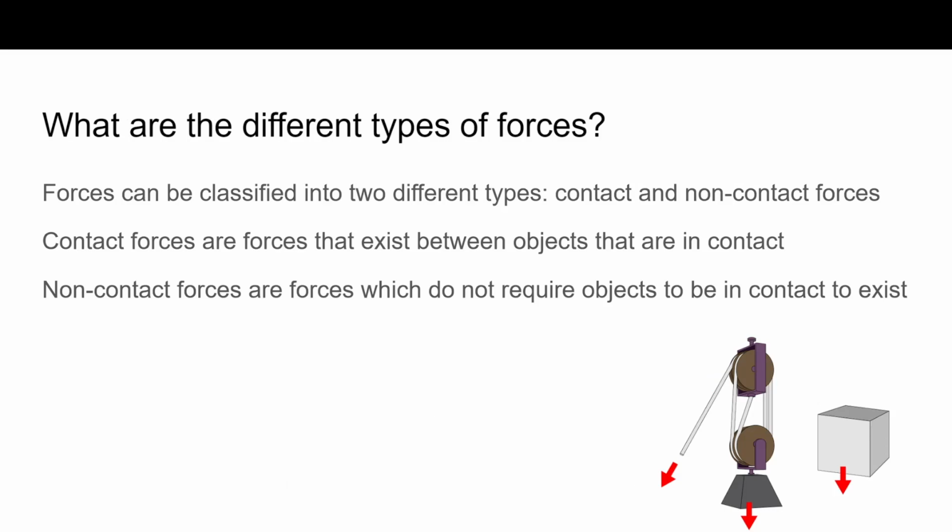Then what are the different types of forces? Well, there are countless different types of forces, which you can see from the image, including the tension force from the string, gravitational force from the mass of the cube, and magnetic force from the magnet.